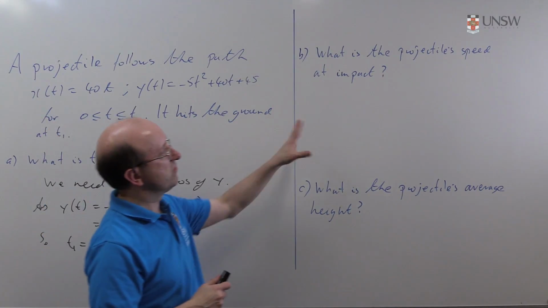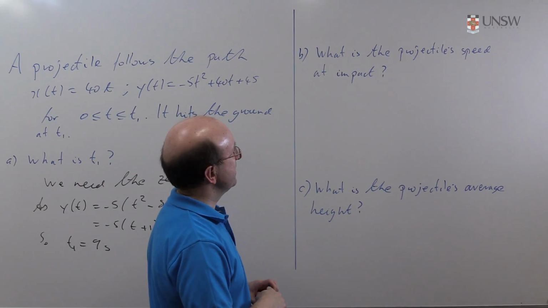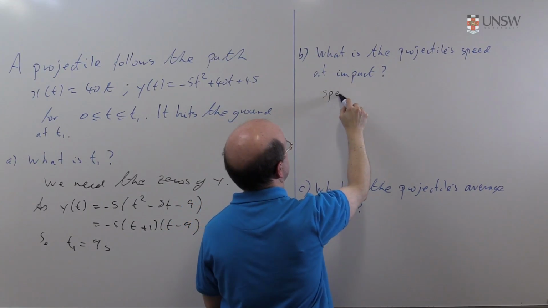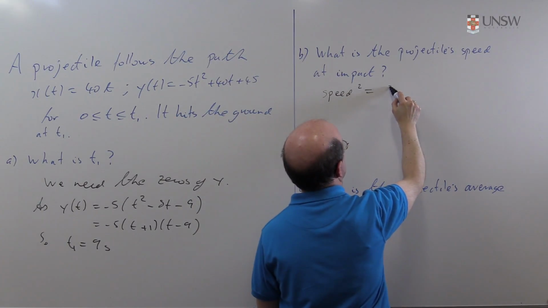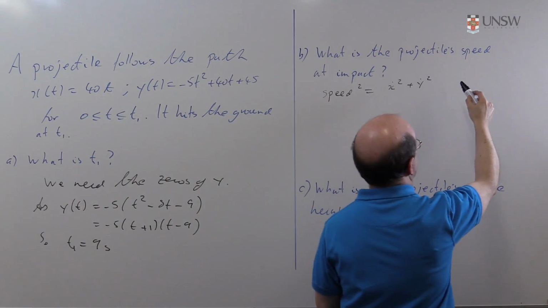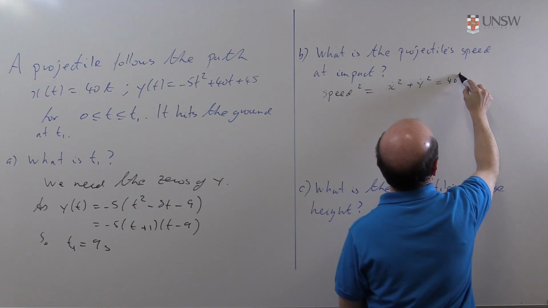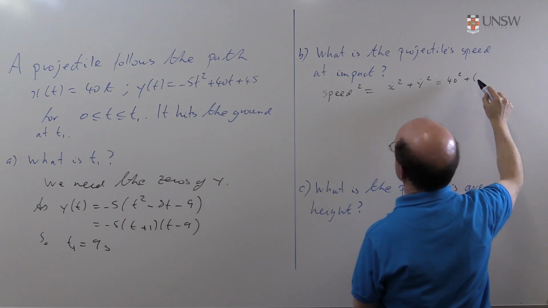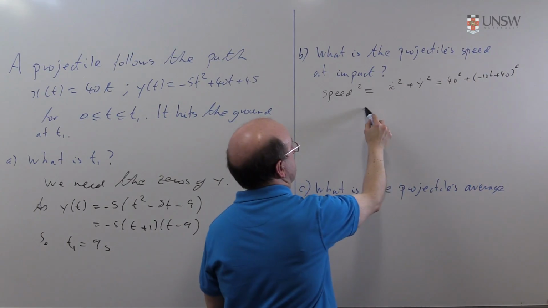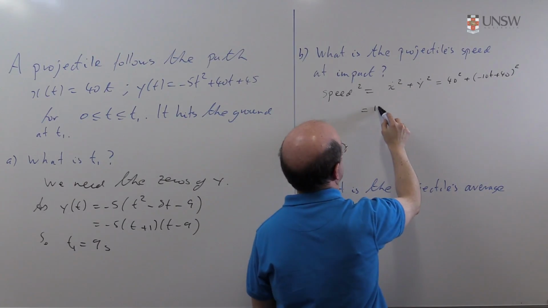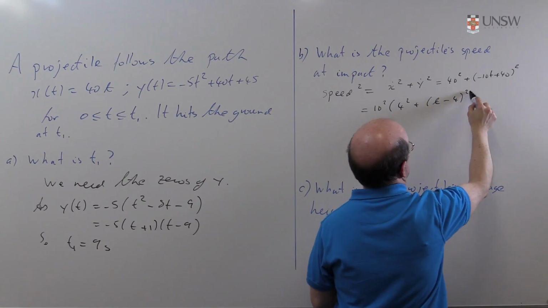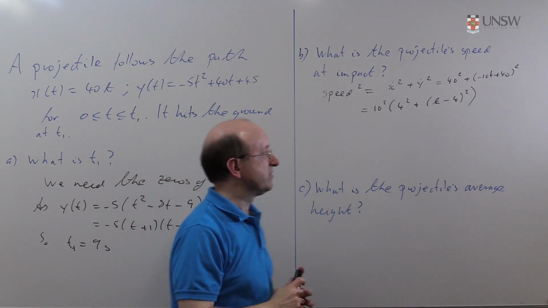The next part of the question asks what's the particle's speed at the time it hits the ground. For that we need to know the speed of the particle, and it's simplest to calculate the square of the speed and work with that. The speed squared by definition is dx/dt squared, which I'll write as x dot squared, plus dy/dt squared, y dot squared, at an arbitrary time t. In our situation x dot is simply 40, so we've got 40 squared, plus we differentiate y and get minus 10t plus 40, which, taking out a common factor of 10 squared, gives 10 squared into 4 squared plus t minus 4 all squared.